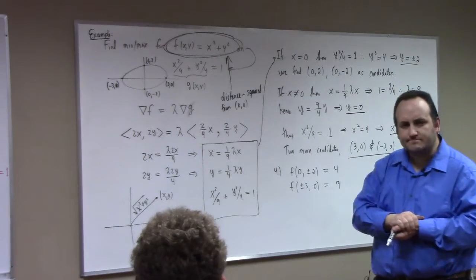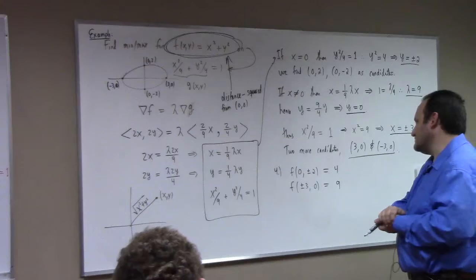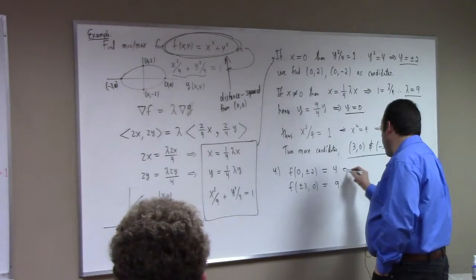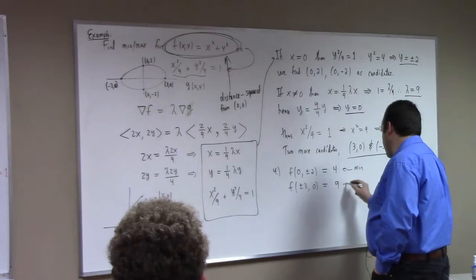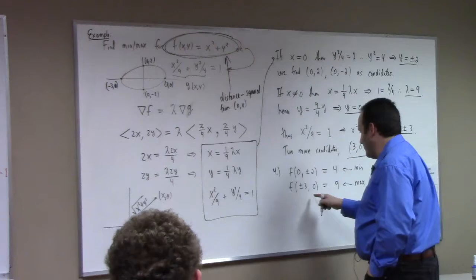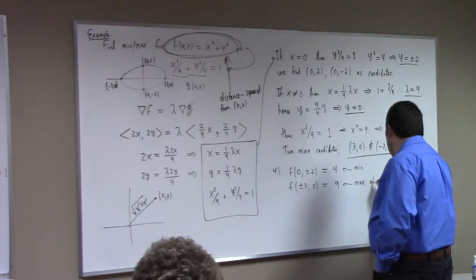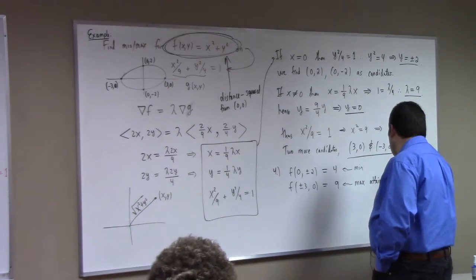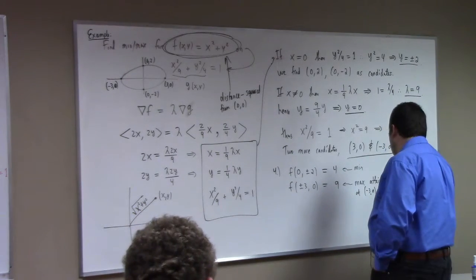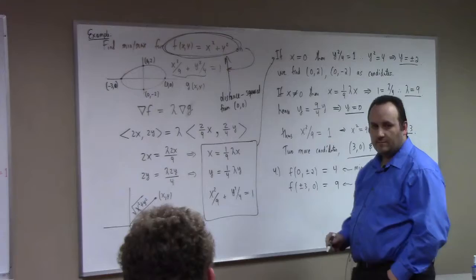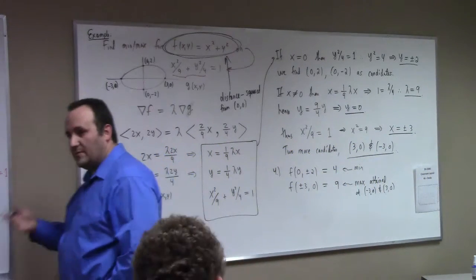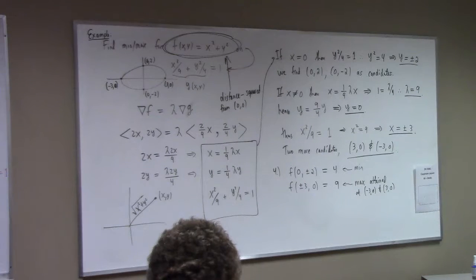So for step 4, because we got those outputs, do we just look and say, oh, well then 0, plus or minus 2, those points must be the minimums? Yeah. That's the min, that's the max. So the maximum is attained at 2 points, at minus 3, 0 and 3, 0. And likewise, 0, 2 and 0, minus 2 are the points at which the minimum is attained.